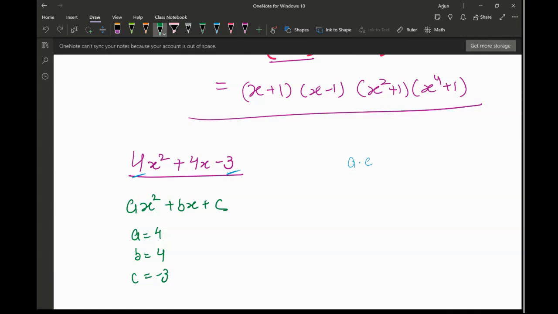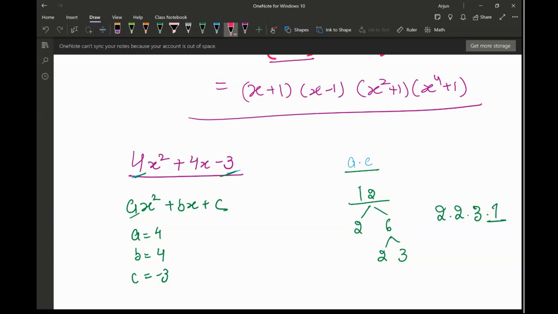Now I'm gonna write down a times c. A times c is 4 times 3, which is equal to 12. Now find the factors of 12. 2 times 6, 2 times 3. Always try and find the prime factors. So I'll write the prime factors: 2 times 2 times 3 times. Always put in 1 in the end, because sometimes we will need the 1 also.